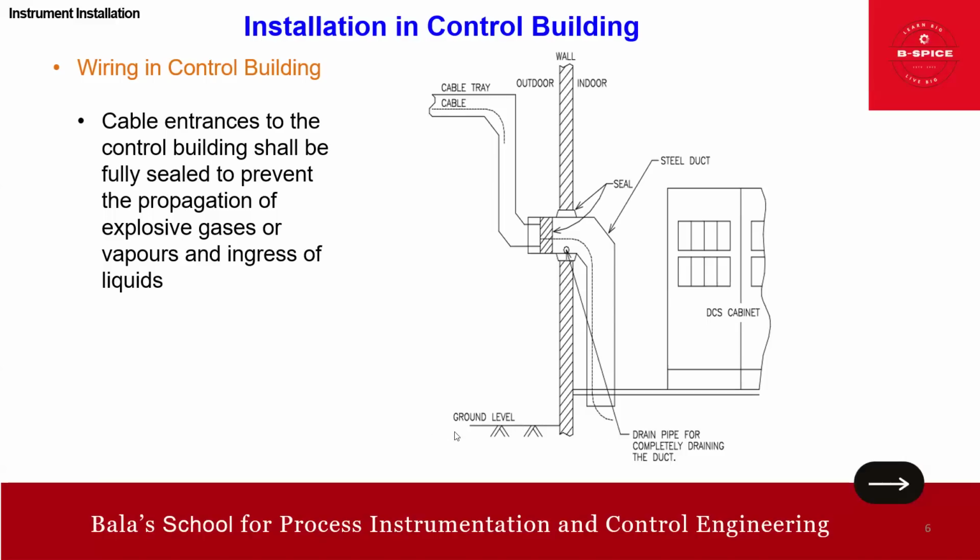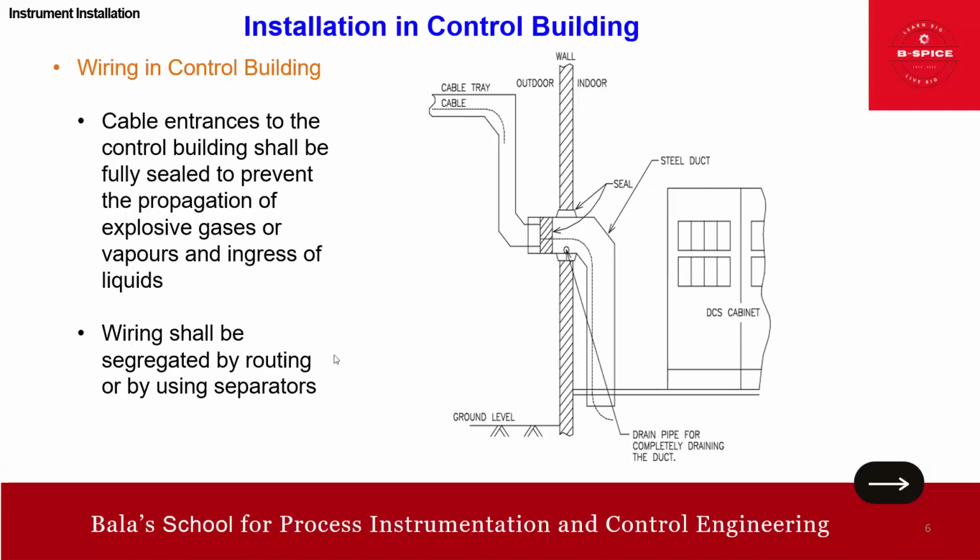As you can see here, this is the ground level. The cable tray is coming here. This is the wall. So this is all outdoor, and this is the indoor where we have the cabinets. This is where you need to seal. You have to seal here, where the cable is coming in and going through. Of course, the MCT will be there. All will be sealed, friends. That's it.